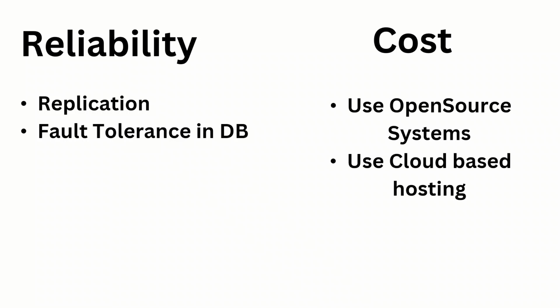How do we manage cost? To minimize costs, we can use open-source technologies like Apache Cassandra and Apache Spark. We can also use cloud-based services like AWS or Google Cloud Platform to host our system. Additionally, we can use cost optimization techniques like spot instances and reserved instances to reduce our infrastructure costs.